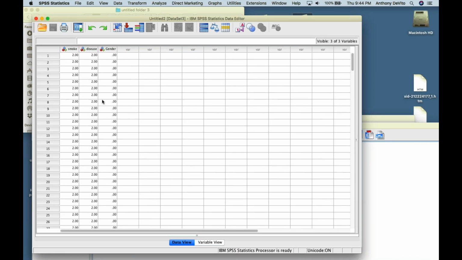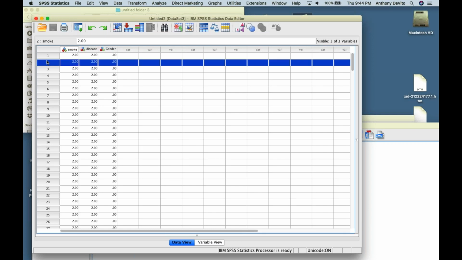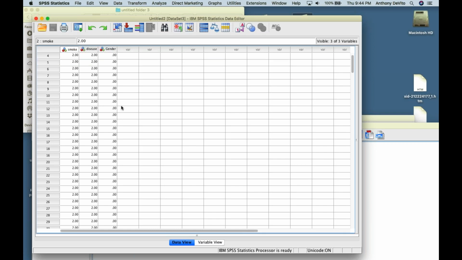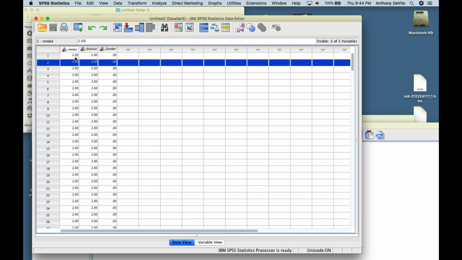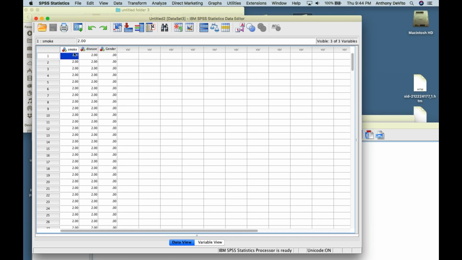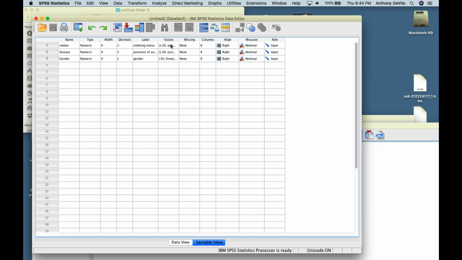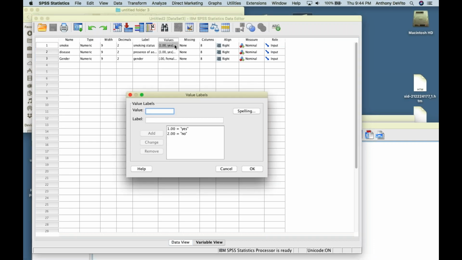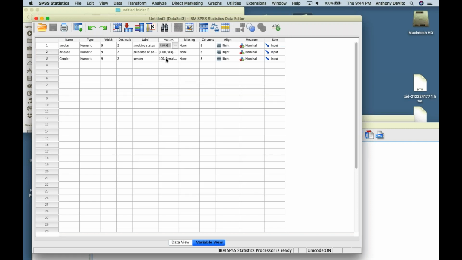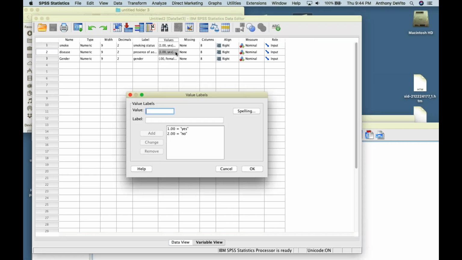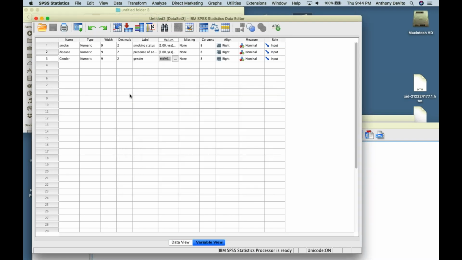We randomly sampled different subjects, and we reported for these different subjects their smoking status. Let's see if I can get it from the variable view. One represented they smoked, and two represented they didn't smoke. Whether or not they had heart disease, specifically aortic stenosis, yes or no, and what their gender was, male and female. Okay, so I'm going to summarize all this data.